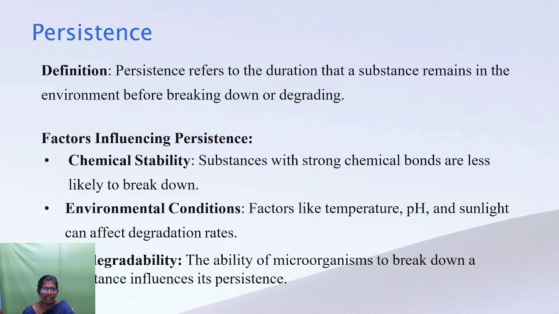Then environmental conditions like pH, temperature, sunlight. These can affect the degradation rates of the contaminants. Then the biodegradability rates, that is caused by the microorganisms. So the work of microorganisms will cause the degradability of a substance. So that will affect the persistence nature.